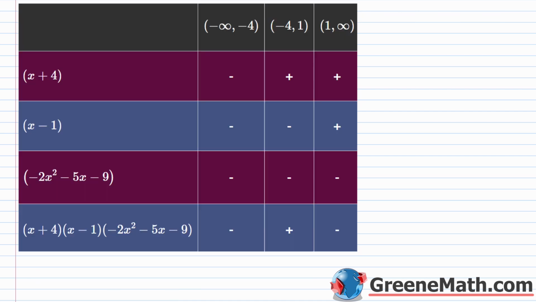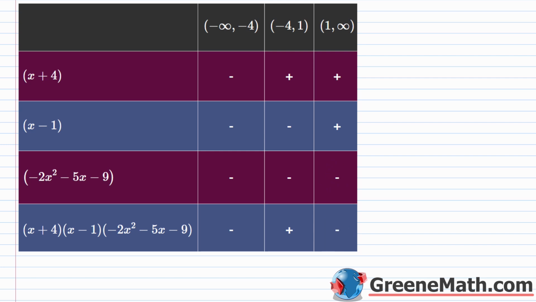So just using that to split the number line up into intervals, you have anything that's less than negative 4, anything between negative 4 and 1, and then anything greater than 1. So you have your factor, which is x plus 4. That's going to be negative here, and then positive here, and positive here. You have your factor x minus 1. That's negative here and here, and then positive here. And then your factor negative 2x squared minus 5x minus 9. Well, as we said before, that's negative here, here, and here. That's negative for all real numbers. So when we multiply these together, we have negative, negative, negative, so that's a negative. Positive, negative, negative, so that's a positive. Positive, positive, negative, so that's a negative.